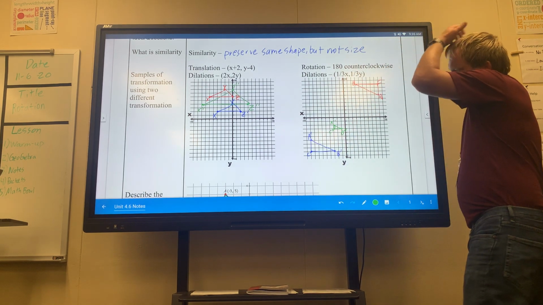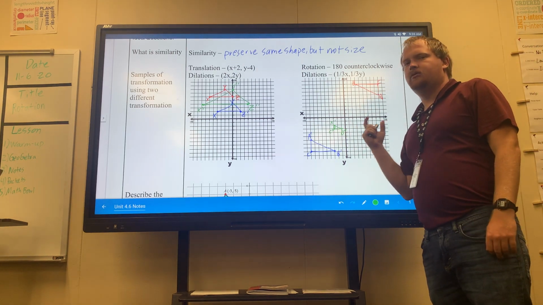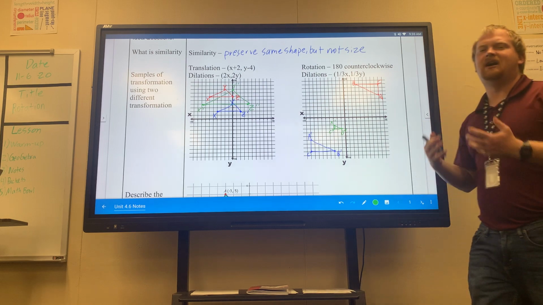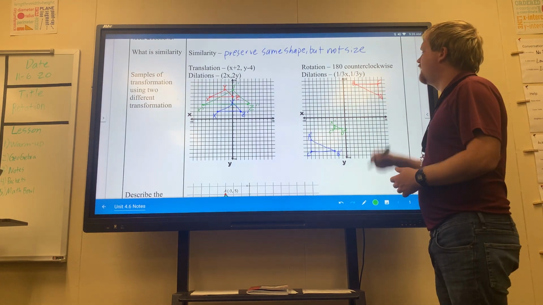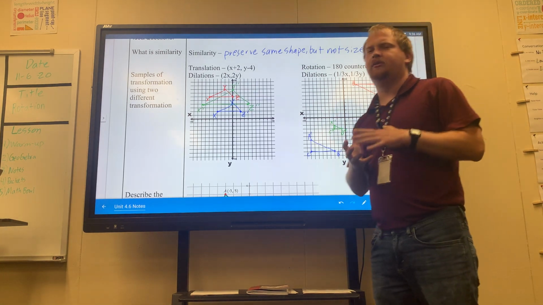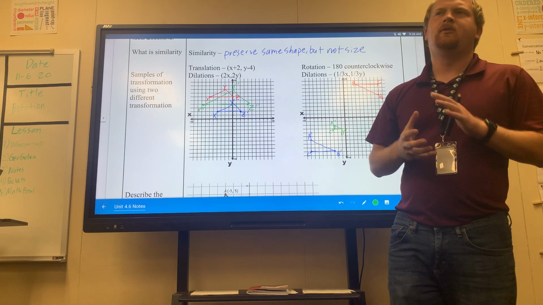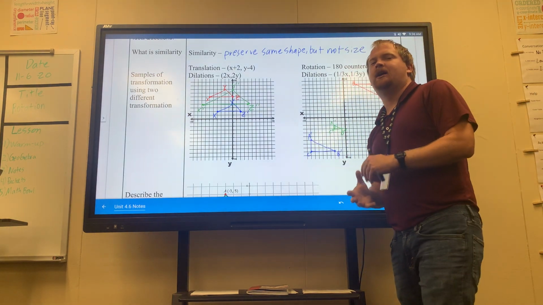Again, these are similar figures, but it's divided by a third. So it's a third of the shape for these triangles. We still preserve the same shape but a different size. So we still have similarity.